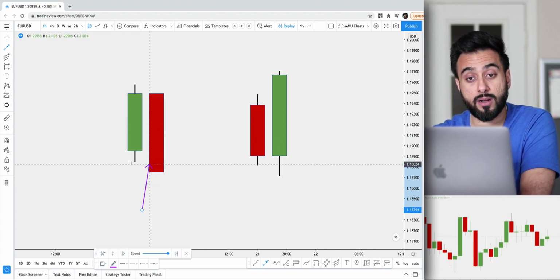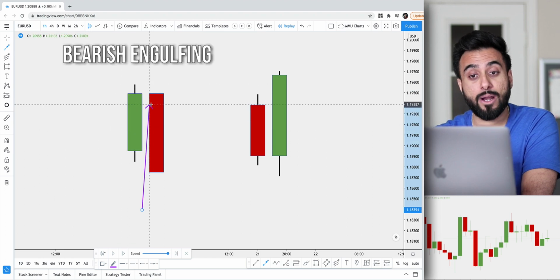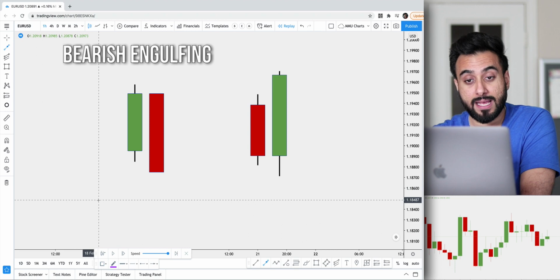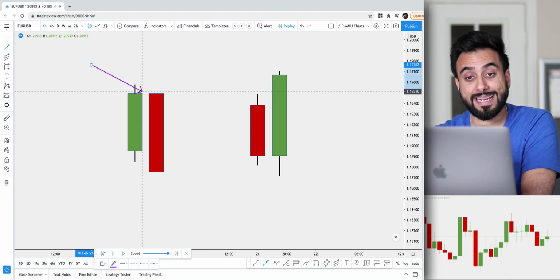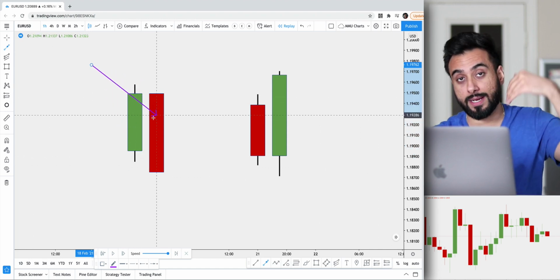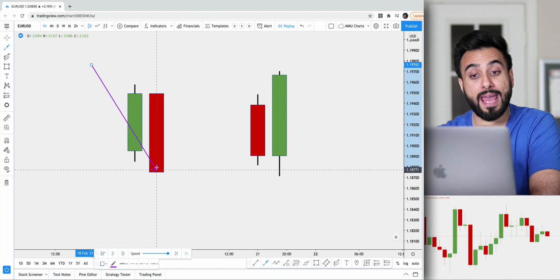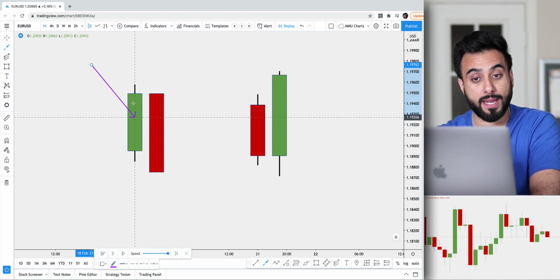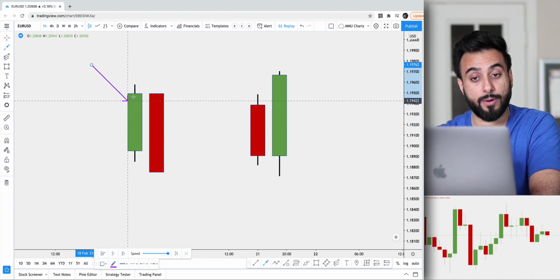This pattern right here is what's called a bearish engulfing pattern. What do I mean by this? That means candle number 2, the second consecutive candle after the first one, is a bearish candle, meaning going downwards, and the body of this candle itself engulfs the body of the first candle. This is a bearish engulfing.